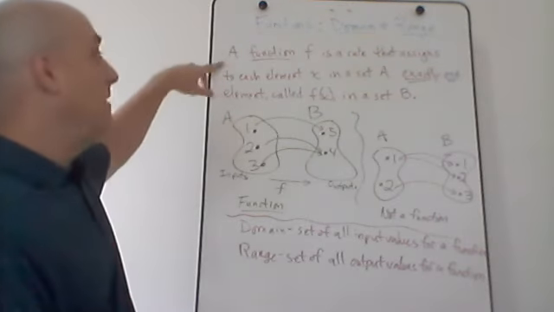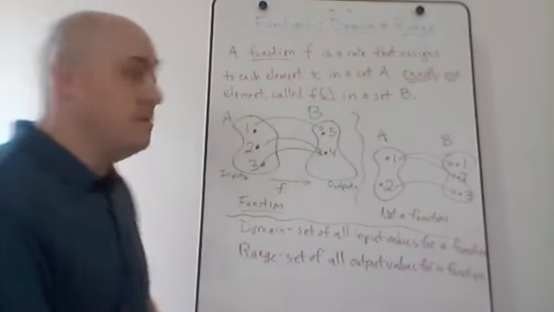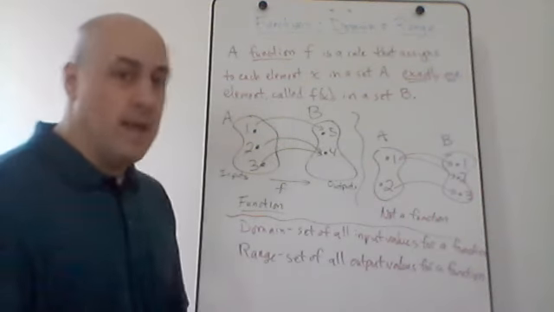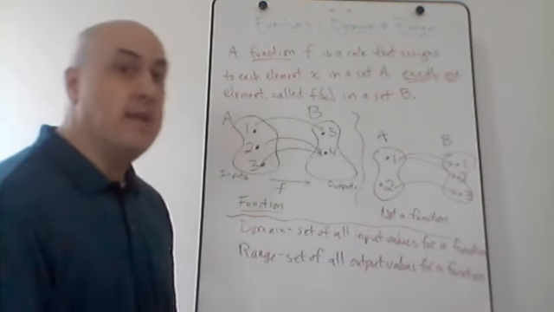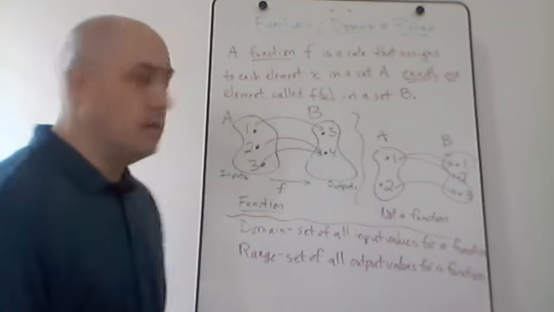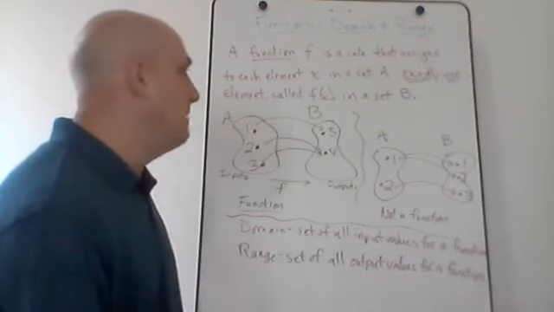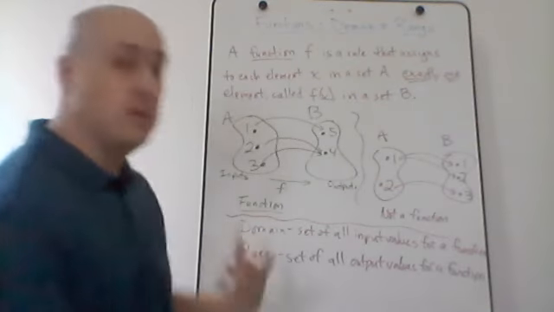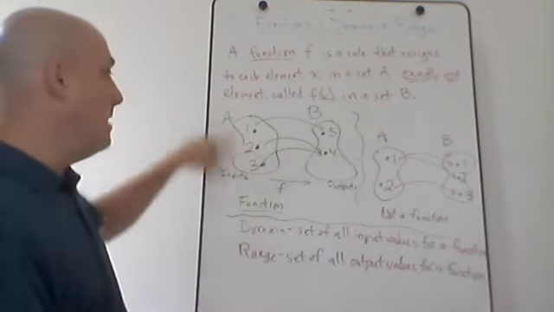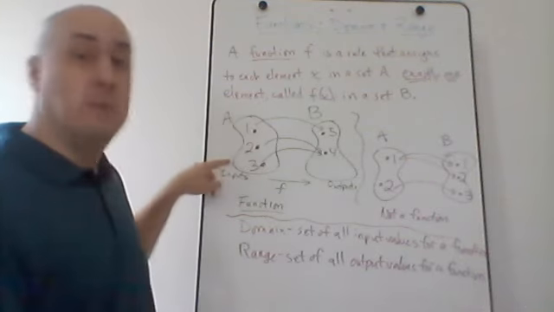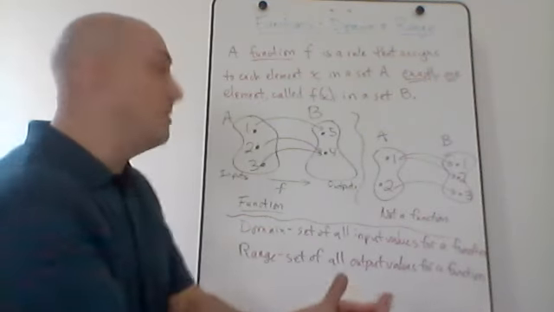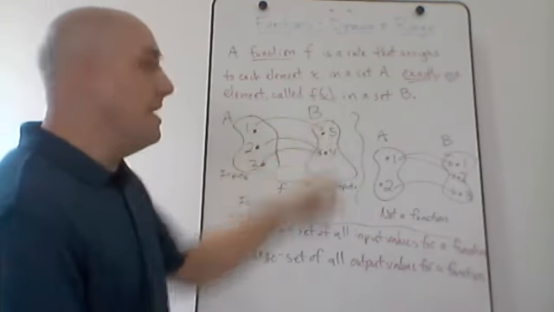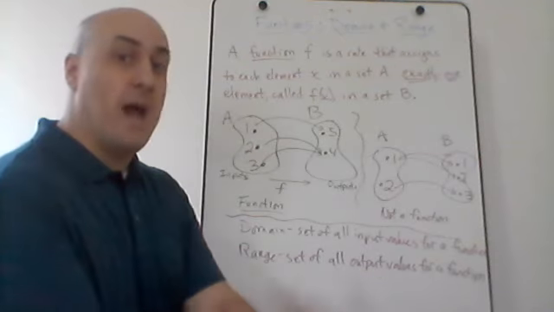All right, so a function f is a rule that assigns to each element x in a set A exactly one element, which we call f of x, in a set B. Just to unpack that definition, we have two sets, and I have a couple of diagrams up here to show you what's really going on. We have a set A that contains all of our input values, the things that we put into the function. And then we have another set over here, B, which contains all of the output values, the numbers that come out of a function.